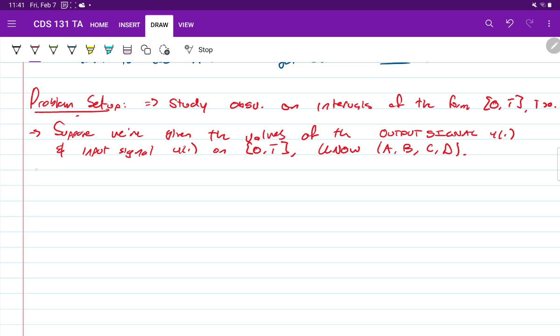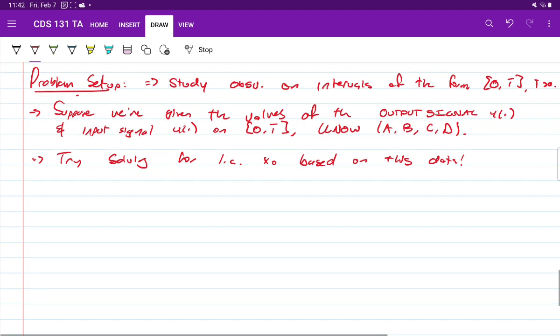So what are we going to do? In the spirit of this observability problem, we're going to try solving for our initial condition, x0, based on this data. So I give you y, I give you u on this interval [0, t]. Now I want to work backwards to figure out where my system started. So let's see how we might do this.